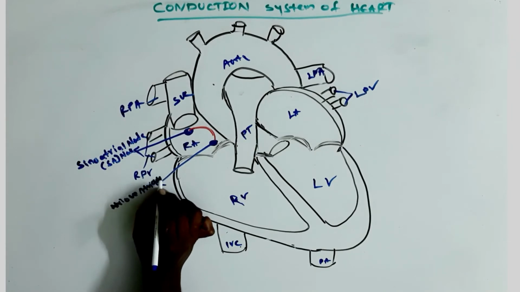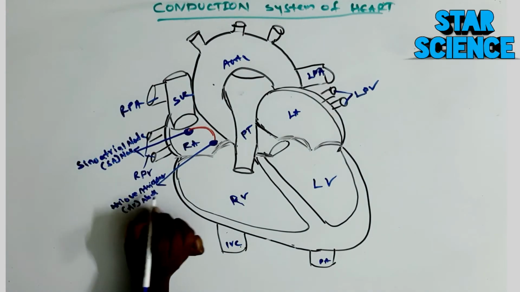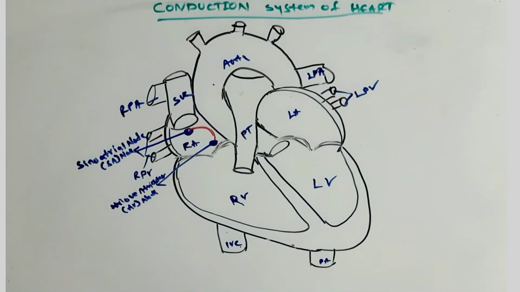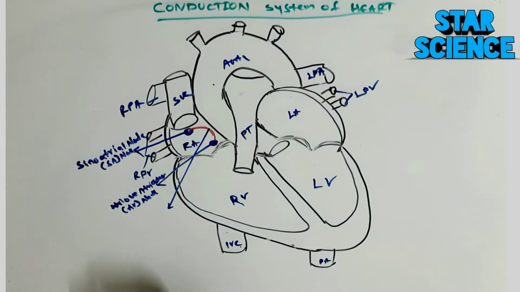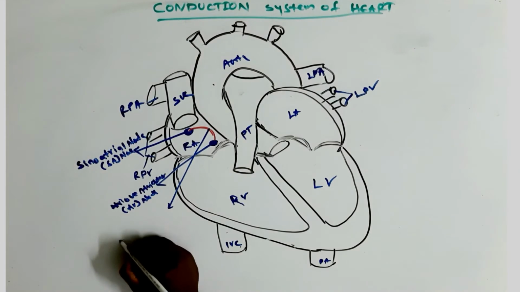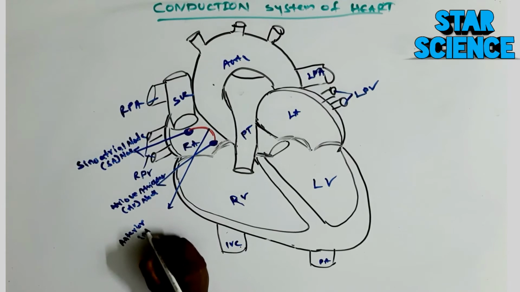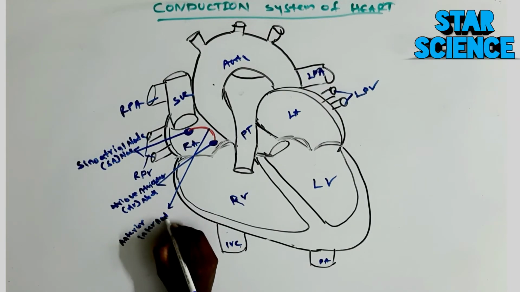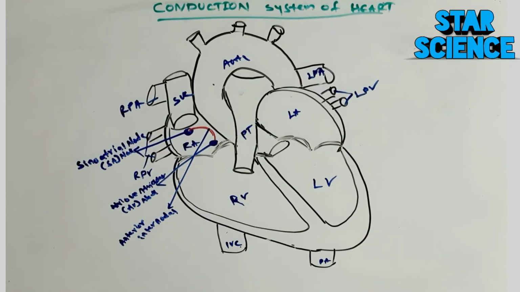So from the SA node, the electrical impulses will pass on to the nodal bundles: Bachmann's bundle, AV node, bundle of His, and Purkinje fibers. The important thing we have to remember is that the SA node will send the electrical impulses to the AV node. Before it sends the impulses to the AV node, all the blood which is in both the atria will be sent to the ventricles.